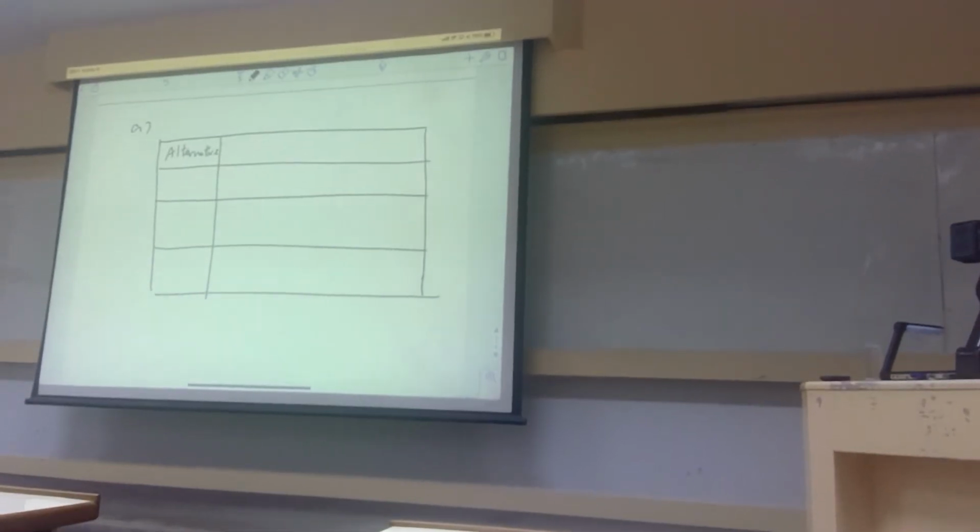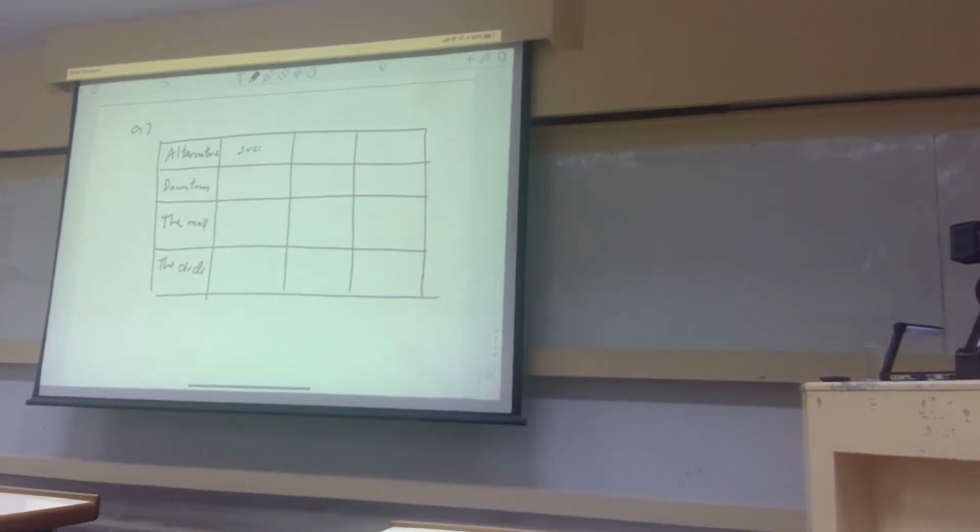So for alternatives, we have downtown, the mall, and the circle, Spring City. Not central Chiba. We have success and unsuccess.